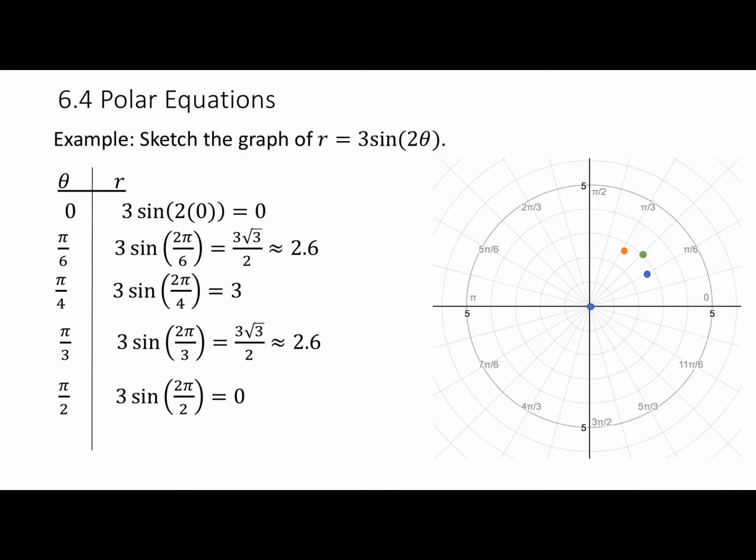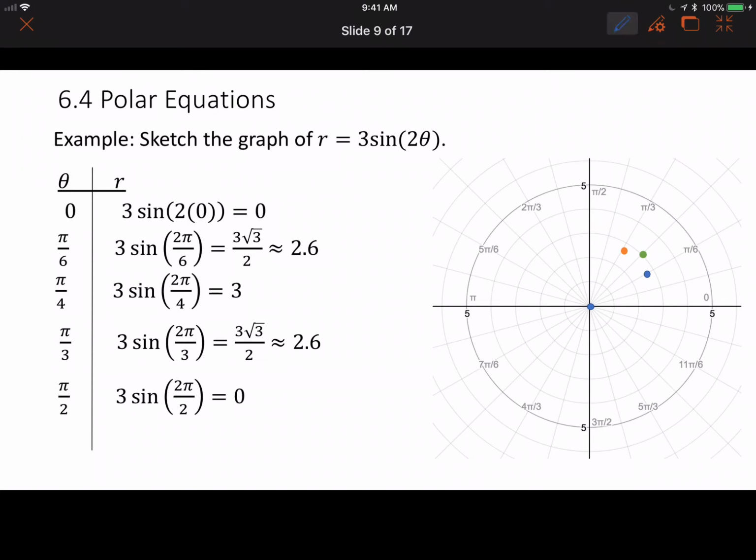Now when theta is pi over 2, 3 sine of 2 pi over 2 gives me 0. So that's going to put me back at the origin. So if I'm sketching my graph, it started at the origin and it moved up and through these points and then back here at the origin. Okay, so it looks kind of like the petal of a flower.